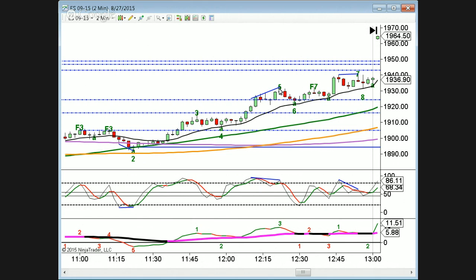So I highly encourage you to add momentum to your arsenal of trading. It's very, very important, very powerful, and it will definitely improve your win-loss ratio and your risk-reward ratio in trading, if you learn how to use it properly and use proper risk management and money management.